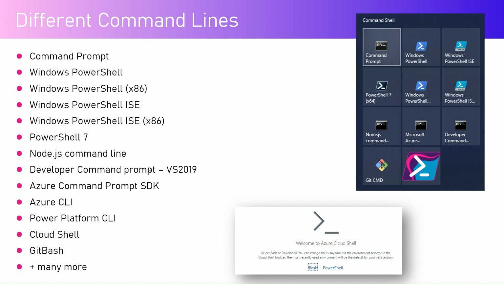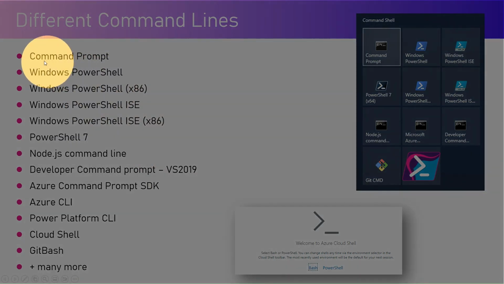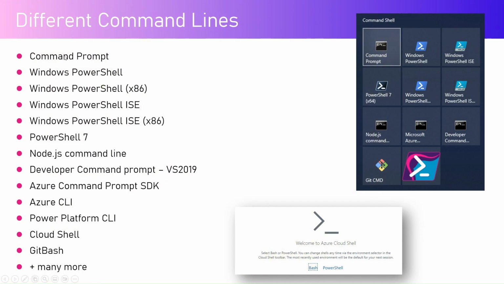Now, some of the items listed over here are basically used for development. Development with regards to Azure, Power Platform, or simple operating system commands. Now let's go one by one. The first one is the command prompt. This is a very basic command prompt which is available with Windows.